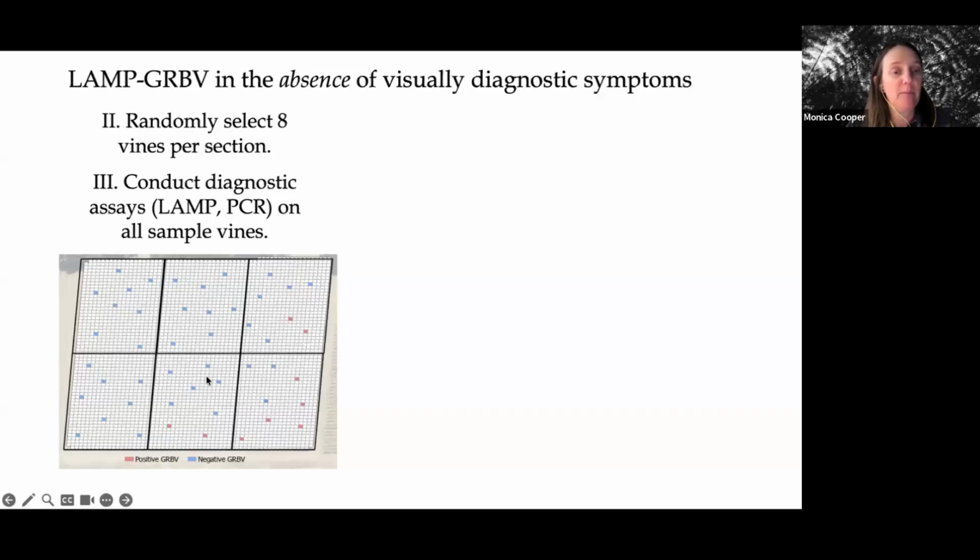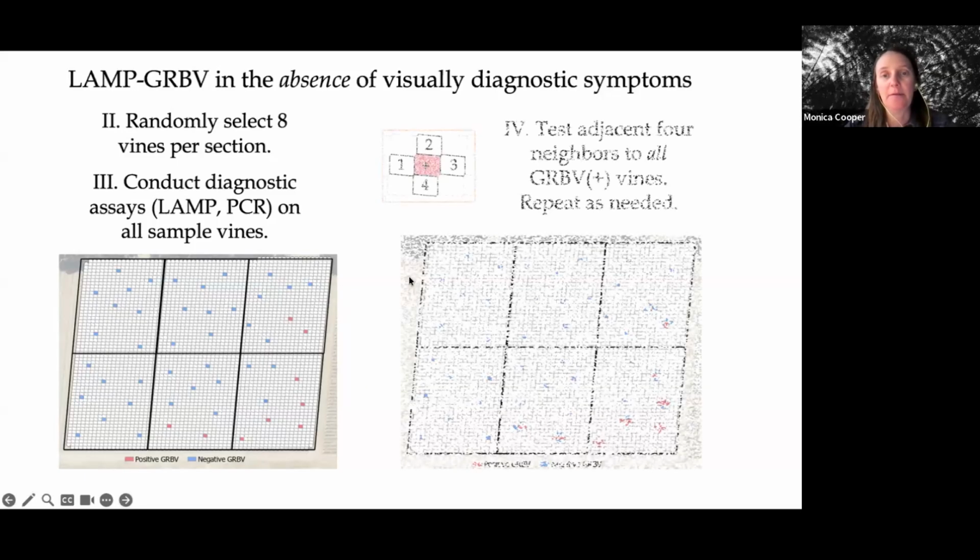So that's the first step. That's the random pass, where you are taking your entire population and you're sampling from it. And what you're hoping to do is then find these pink or red cells that you're seeing here, which indicate vines that are infected with red blotch virus. So the blue vines are vines that were sampled but did not have red blotch, and then the pink or red vines are the ones that were sampled and did come back positive for red blotch.